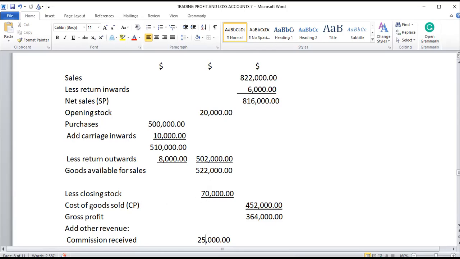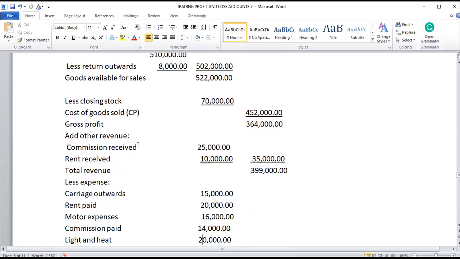And we get our cost of goods sold of what? $452,000. We take our net sales of $816,000. We deduct our cost of goods sold, $452,000. Then we have a gross profit of $364,000.